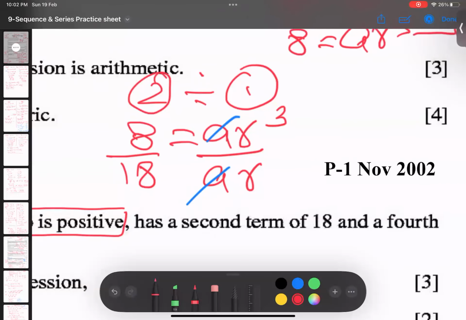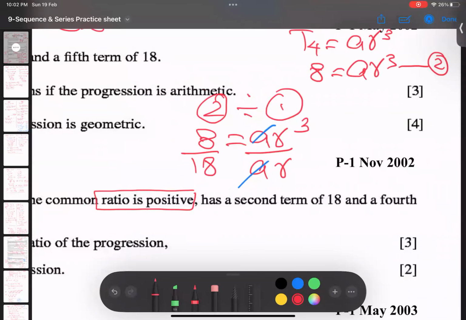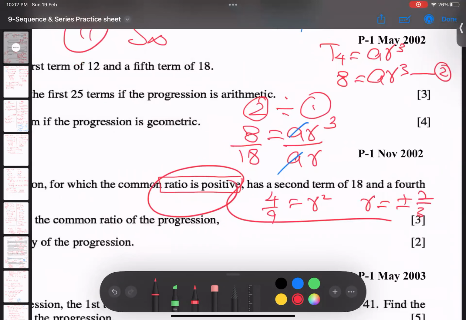Okay, no intention, just work easily. So, two nines are, two fours are, and two nines are, and here out of three, one is gone, because one power is one. Out of three, one gone, I got R square. Take root of both sides, I got plus and minus 2 over 3. But as he said, common ratio positive, I will take only R equal to 2 by 3.